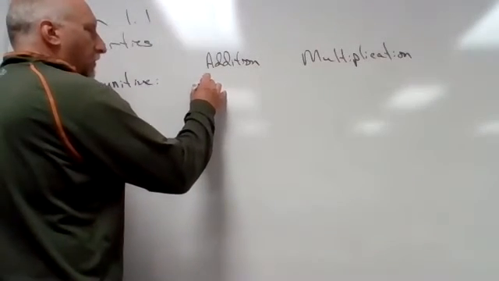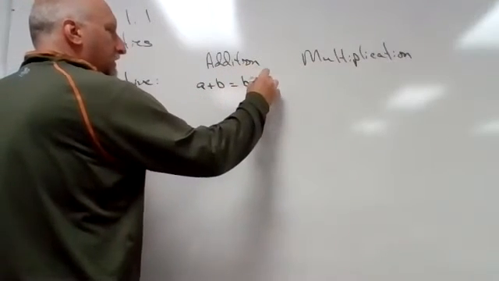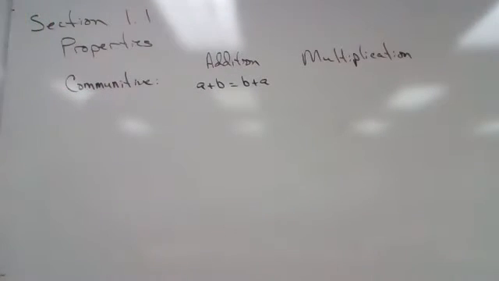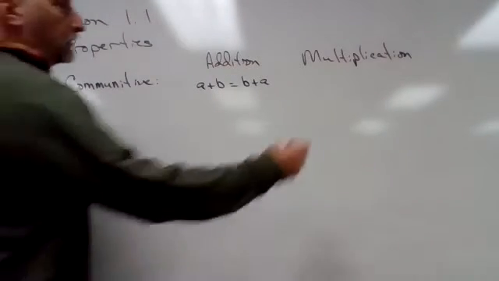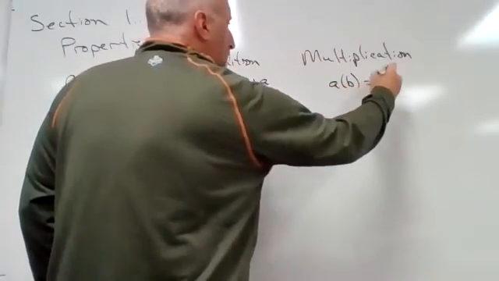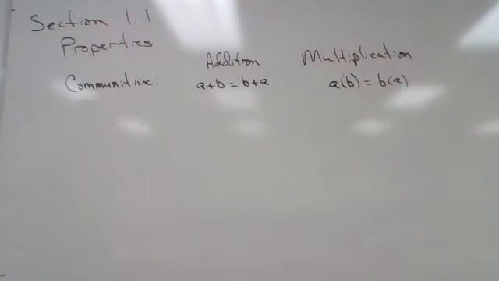If I have a number A plus B, that's the same as taking B plus A. In other words, the order in which I add two numbers together doesn't matter. Same with multiplying. A times B, well, that's the same as B times A, right? 2 times 3 is the same as 3 times 2.